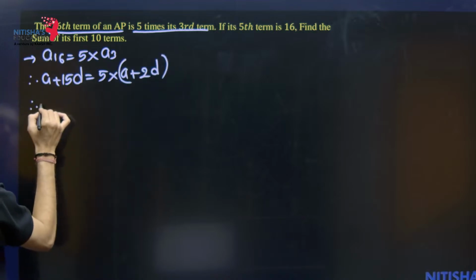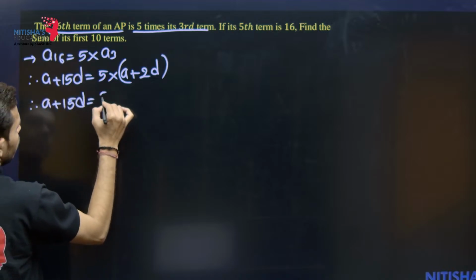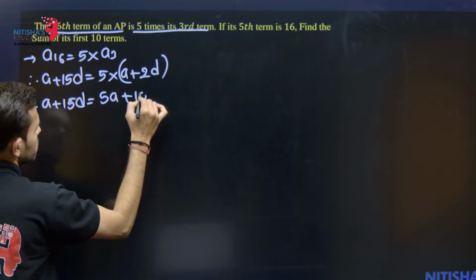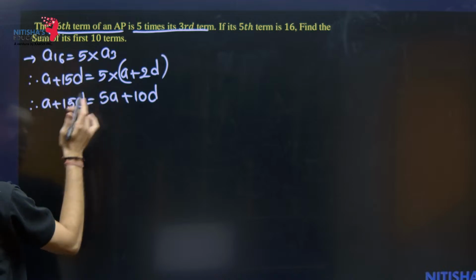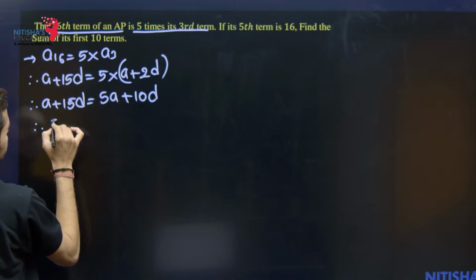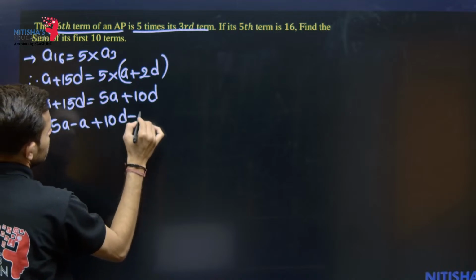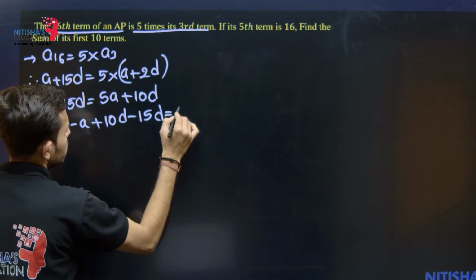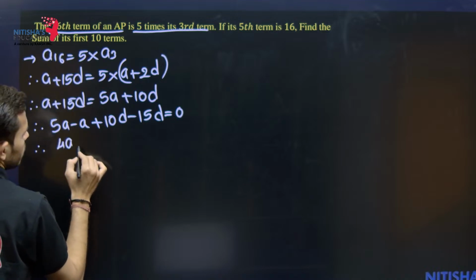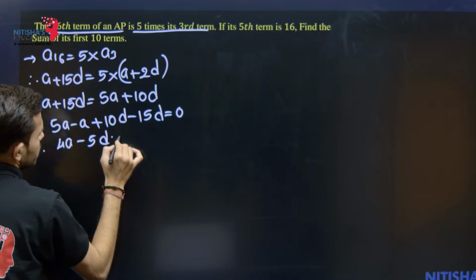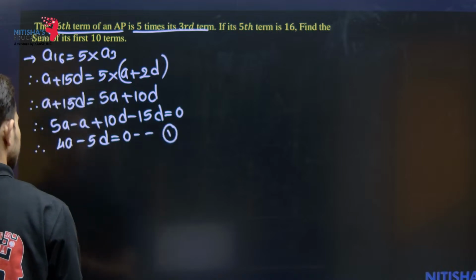Now a plus 15d is equal to 5a plus 10d. Now transpose this, so we will get 5a minus a plus 10d minus 15d is equal to 0. Therefore 5a minus a is 4a, minus 5d is equal to 0. So this is our first equation.